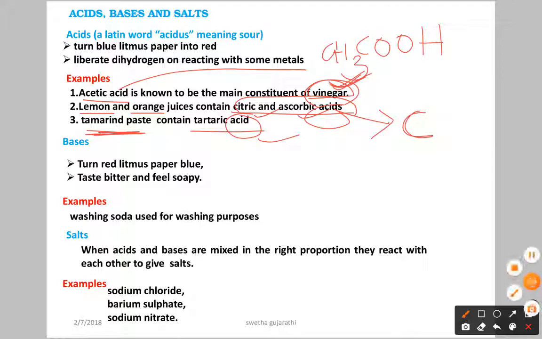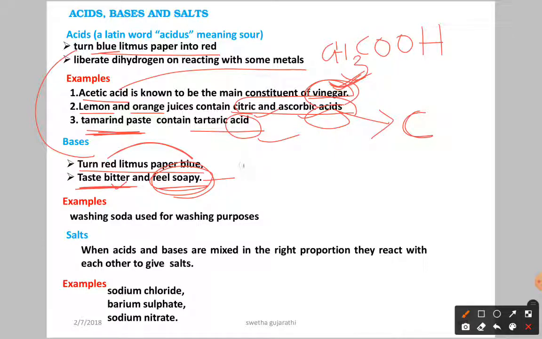We have bases. Bases turn red litmus paper into blue. Here you can see acid turns blue litmus into red, but bases turn red litmus into blue. Next, the taste of bases is bitter, and they feel soapy. The best example is a sodium hydroxide pellet. If you touch sodium hydroxide pellets in the lab, you can feel them as soapy.